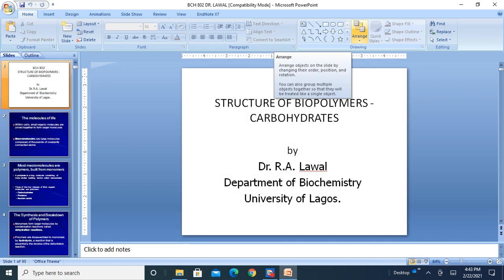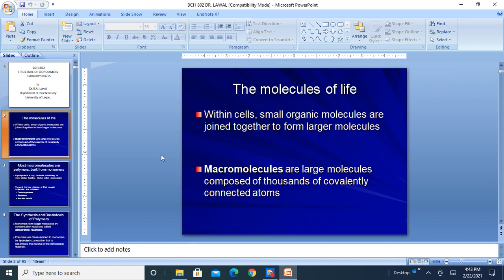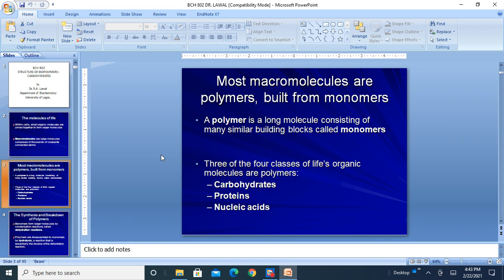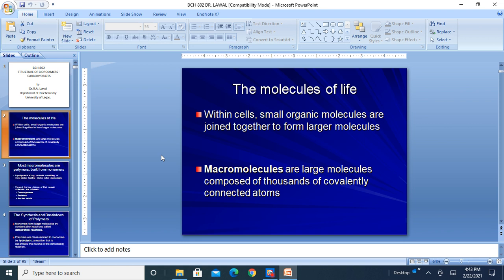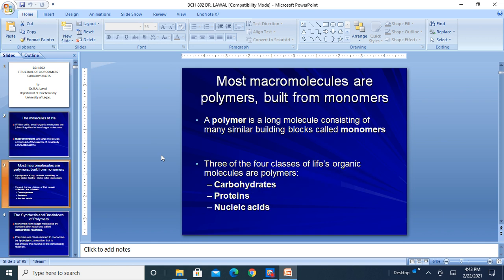Okay, so we're going to be looking at the structure of biopolymers, carbohydrates. Basically, we know that within the cell, small organic molecules join together to form larger molecules. These macromolecules of life carry out most of the cell's functions. Macromolecules are known to be large molecules composed of thousands of covalently connected atoms.